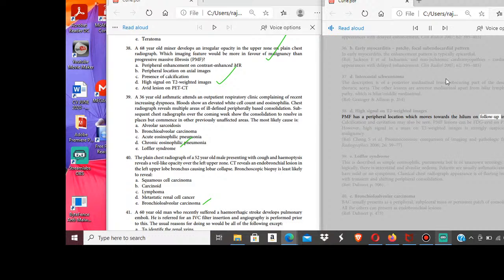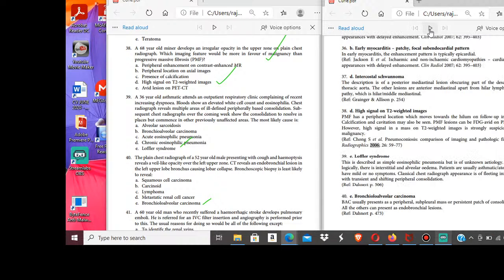Location which moves towards the hilum on follow-up imaging. Calcification and cavitation may also be seen. PMF lesions can be FDG avid on PET CT. However, high signal in a mass on T2-weighted images is strongly suspicious for malignancy. Ref. Chong S et al. Pneumoconiosis: comparison of imaging and pathologic findings. Radiographics 2006.